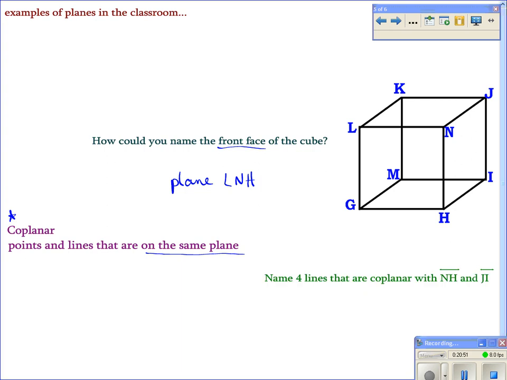So along with this cube, we have this question or statement here in green. We want 4 lines that are coplanar with NH and JI. While you're writing that down, I will highlight those right here. So here's NH, here's JI. So we're really talking about that right-hand side of the cube. We want 4 lines that are on that one.